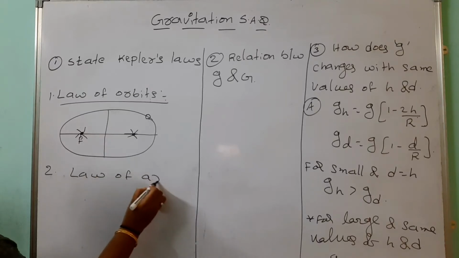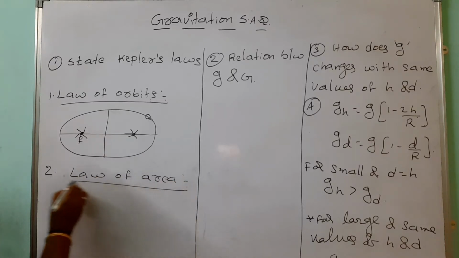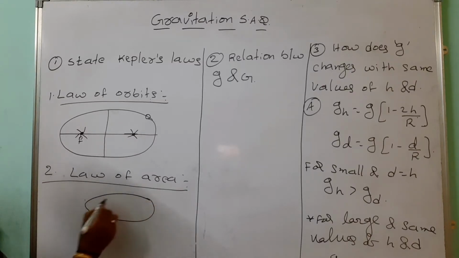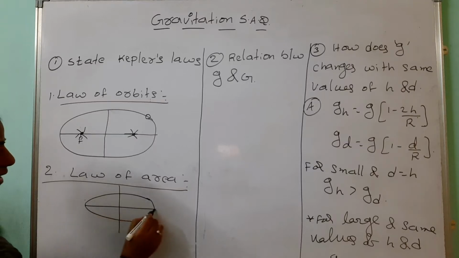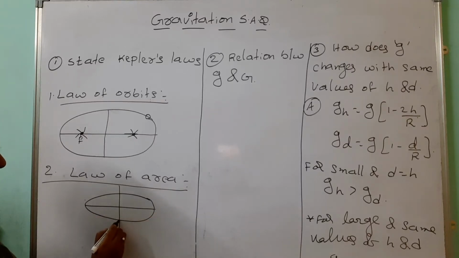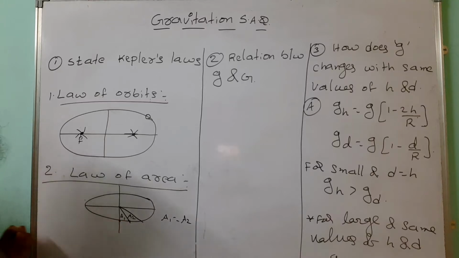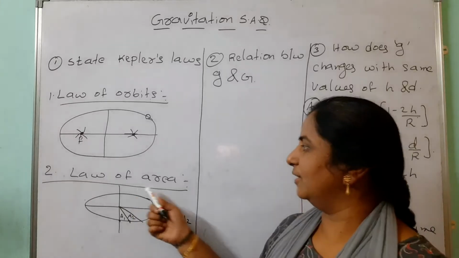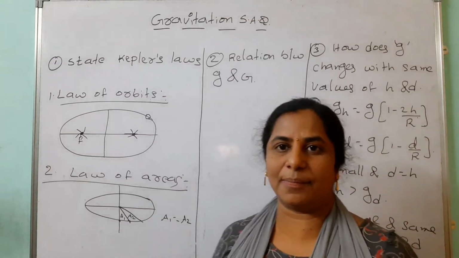Then the second one is the law of areas. Law of areas means it covers equal areas in equal intervals of time. See, this is the elliptical path, and here planets are moving. Suppose one planet is moving from here to here. This area is A1 and this area is A2. Suppose this is 100 meters square, this is also 100 meters square. A1 equals A2. If it takes 1 hour, the same 1 hour it will take like that. So it covers equal areas in equal intervals of time. That is called the law of areas. This is called Kepler's second law.